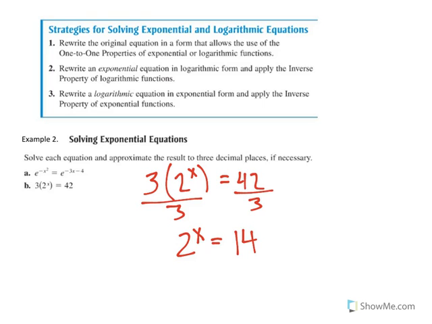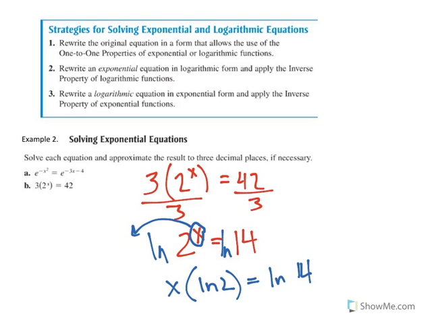Now, me personally, if you look in the book, it's probably going to say do log base 2 of both sides, and that's fine. But if I don't have a log base 2, then what I'm going to do is just take a log of both sides. I'm just going to do natural log because there's not as much to write. But when I do that, this x can now go out to the front. And when I do that, I get x times natural log of 2 equals natural log of 14. Divide both sides by natural log of 2, and I get x is approximately 3.807.